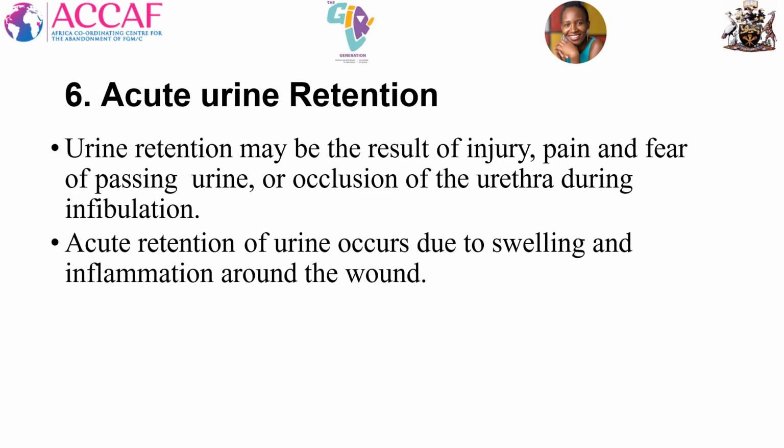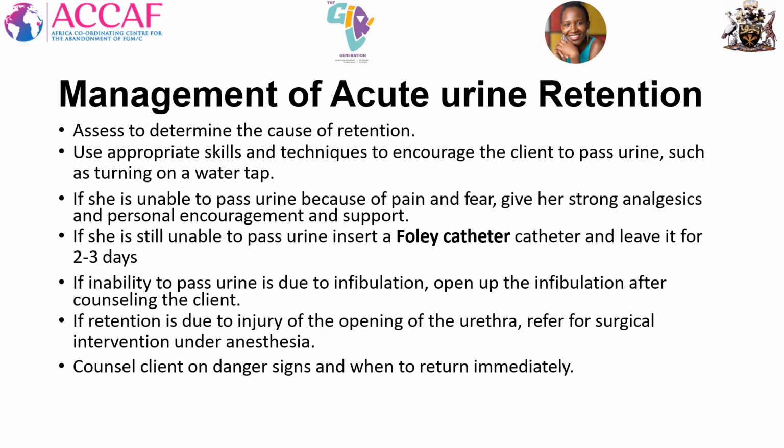So for example, for a client who has undergone type 3 female genital mutilation, or infibulation, sometimes the urethra can also get occluded, and this can cause urine retention. So acute urine retention occurs due to various factors, and one of them is the swelling and the inflammation around the wound. The management of this condition will be based on what you observe, or basically the severity of the retention. Is it chronic? Is it acute? In this case, you're going to focus more on the acute urine retention part.